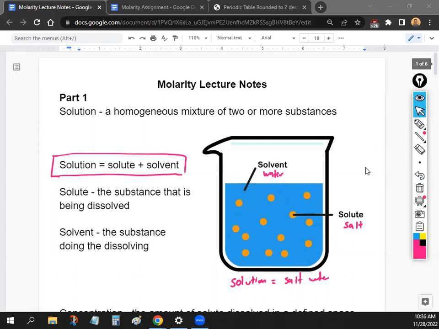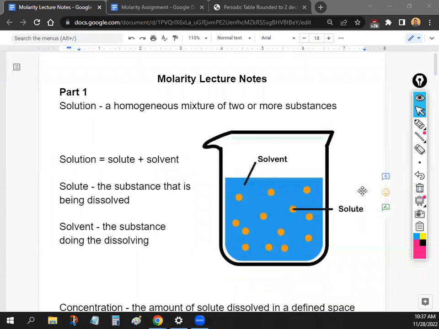So we talk about solutions a lot in chemistry because as we do our future labs and stuff, when we mix chemicals together, a lot of times they're dissolved in water. It just makes them a little bit more stable and easy to work with. And that's why we're talking about solutions, okay?